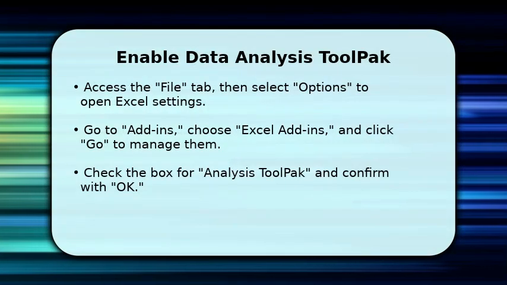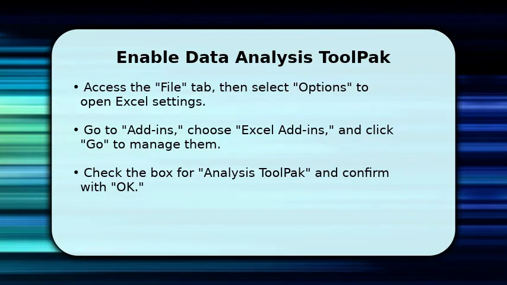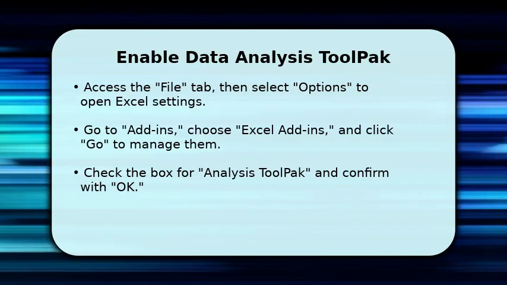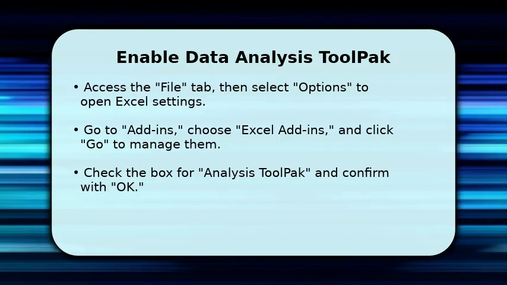Before creating your histogram, you need to enable a vital Excel add-in called the Analysis Tool Pack. Navigate to the File tab, then select Options at the bottom of the menu. In the Excel Options dialog box, click on Add-ins from the left-hand pane. From the Manage drop-down, choose Excel Add-ins and click Go. Finally, check the box next to Analysis Tool Pack and click OK to activate it. This tool provides the necessary functions.